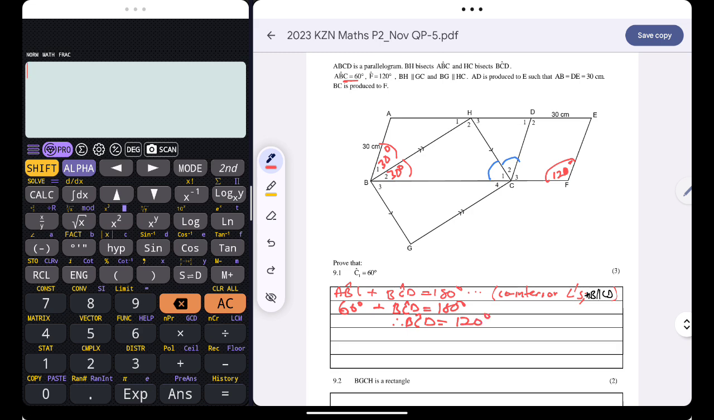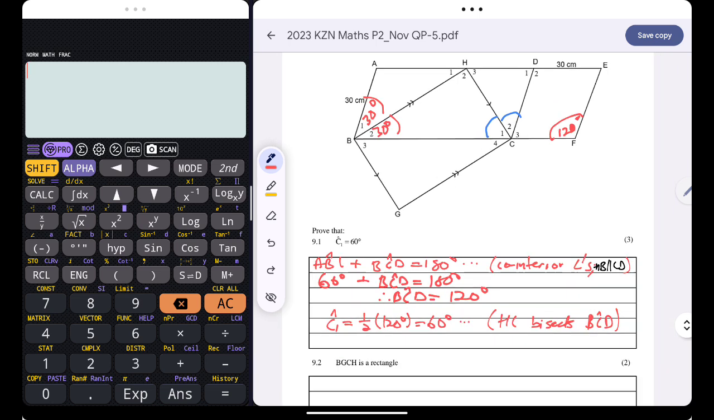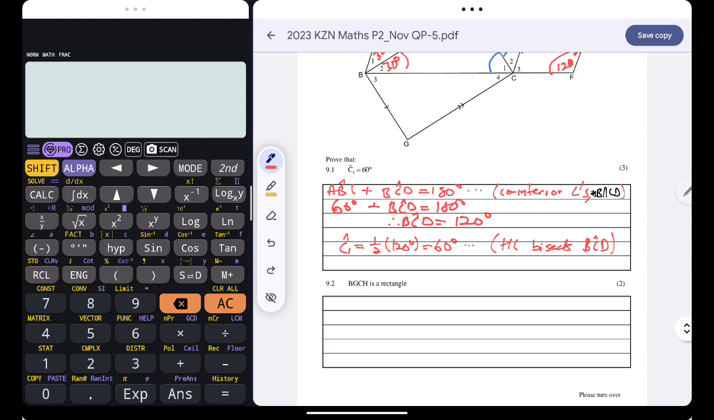Remember that we were told that line HC bisects angle BCD. So if BCD is 120, I know that C1 will be half of 120. Angle C1 will be half of 120 degrees, and then C1 will be 60 degrees. Why? Because HC bisects angle BCD. So now I've proven that angle C1 is equal to 60 degrees.